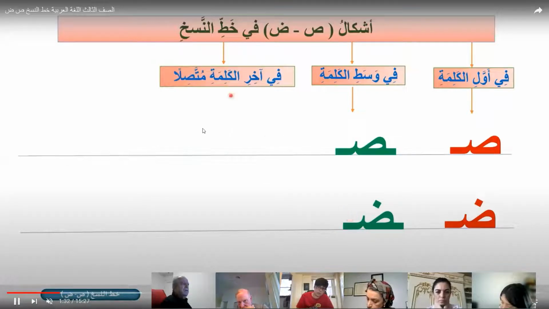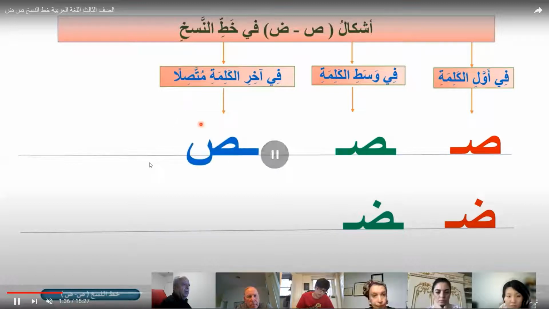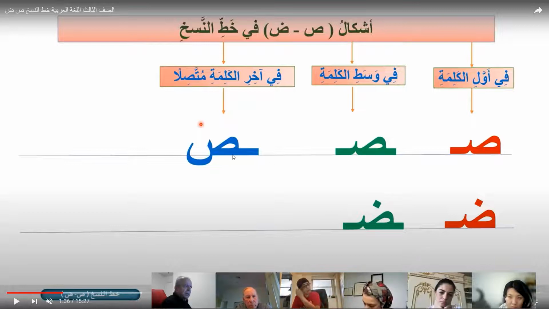Now let's see the end of a word when it is connected. When it is connected, you only turn this ragza into a small circle. So this part looks exactly the same as this. Only at the end you go down. Now this is the way it is connected.